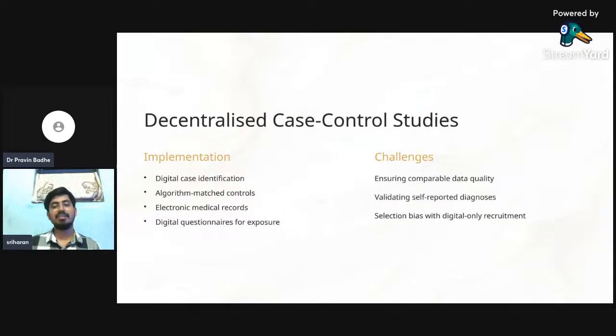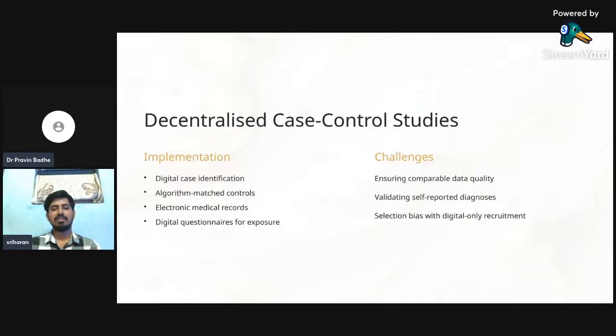And decentralized study in case-control study. Likewise, a digital case identification algorithm can be matched on a computer basis. We match people through their digital records, and electronic medical records and eCRFs are used, and a digital questionnaire form is given to the patient for identifying their exposure.